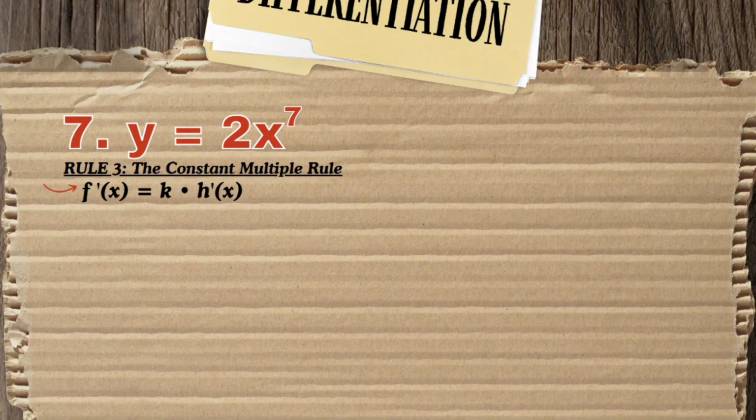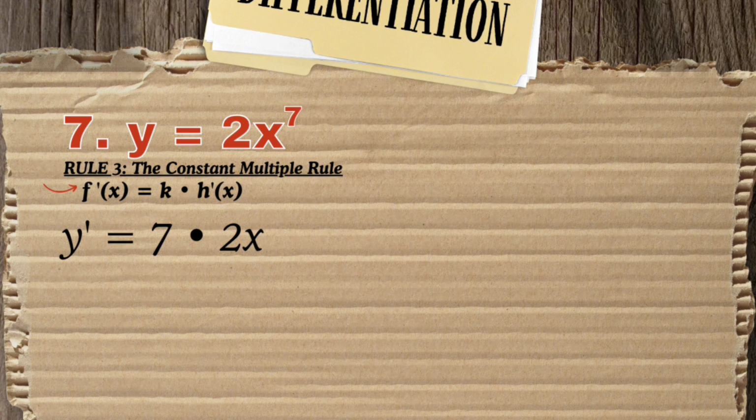Number 7, we have y is equal to 2x raised to 7, where we're gonna use the rule number 3, the constant multiple rule, where if f of x is equal to k times h of x, where k is a constant, then f prime of x is equal to k times h prime of x. So what we're going to do is write y prime is equal to 7 times 2.